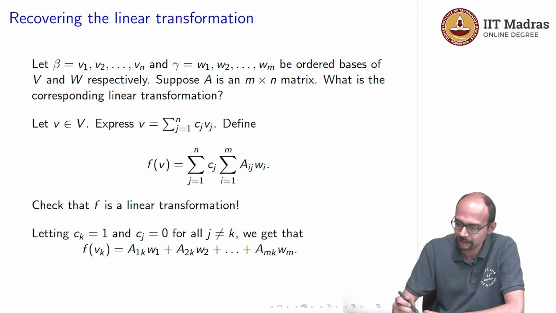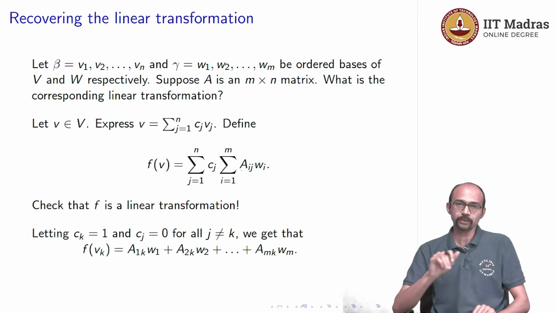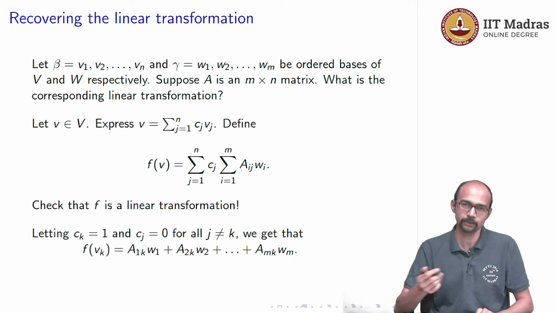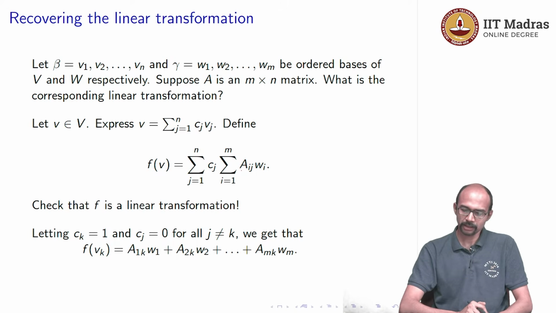Everything disappears in this sum except c_k, which is 1. So, we put j equal to k, and you get the summation of A_ik w_i, which is A_1k w_1 plus A_2k w_2 plus A_mk w_m. So, it is this vector which is f of v_k. Now, we could equivalently have said that we specify the vectors A_1k w_1 plus A_2k w_2 plus A_mk w_m as the kth vector.